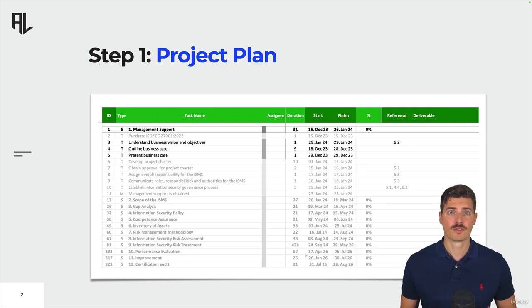To achieve this, you first need to understand the overall business objectives of the organization. This will help you in outlining and presenting a comprehensive business case that clearly demonstrates how the project aligns with these objectives and can actually support them.